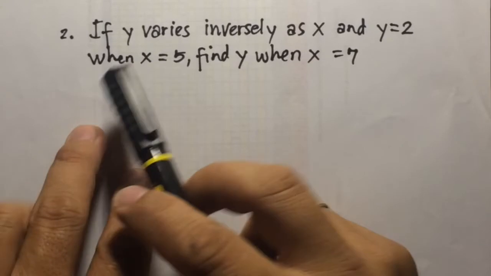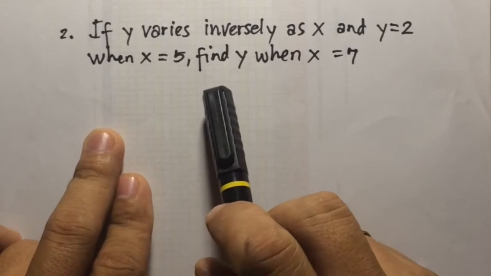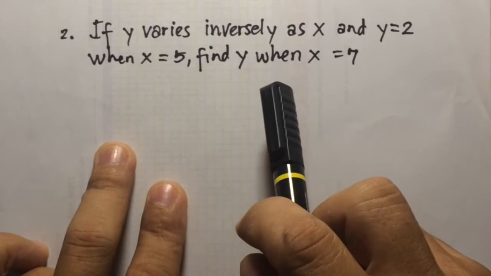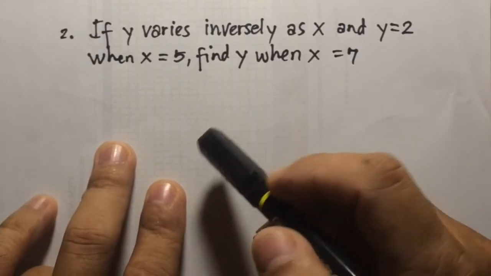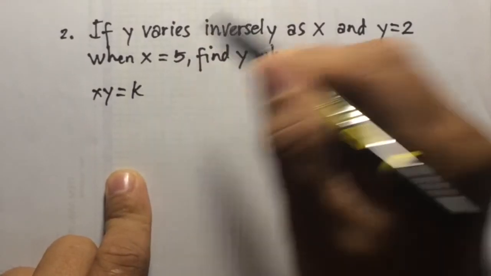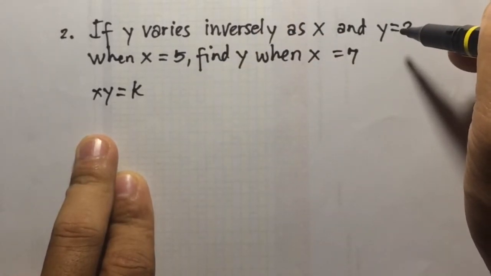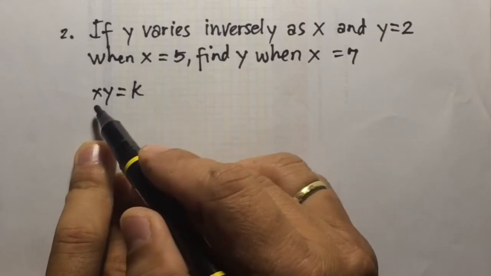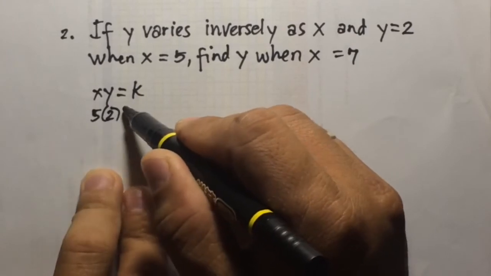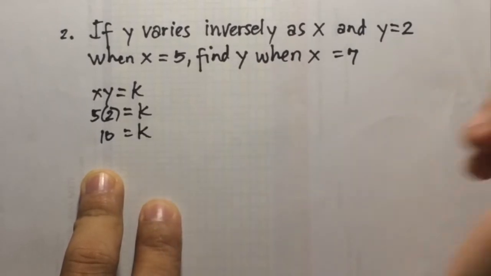Let's have example number 2. If y varies inversely as x and y equals 2 when x is equal to 5, find y when x is equal to 7. First, we find the value of the constant term k using x times y equals k. So x is equal to 5 when y is equal to 2. Substituting the values, 5 times 2 equals k. So 5 times 2 is 10, so k is equal to 10.